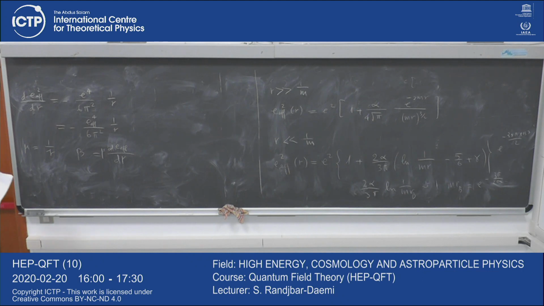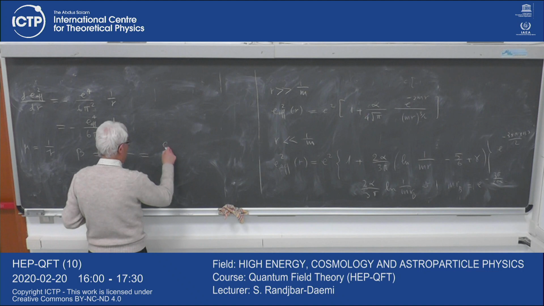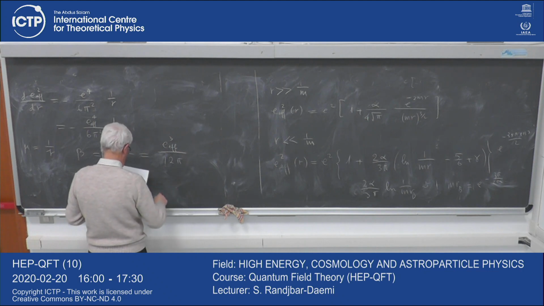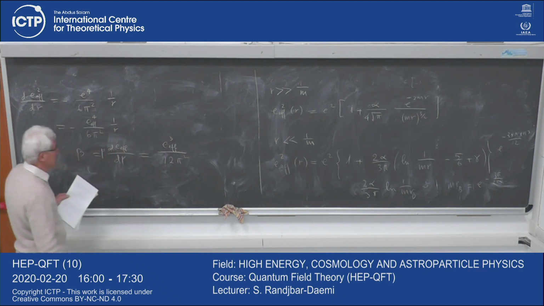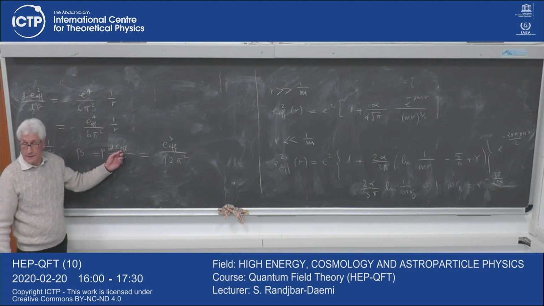You can actually use these equations. Since you have the derivative of e with respect to r, therefore you have the derivative of e with respect to mu, and calculate this function. And this will turn out to be the famous result, e effective cubed divided by 12 pi squared, which is positive. It shows that as we increase the energy, that means when you go to short distances, e is increasing.